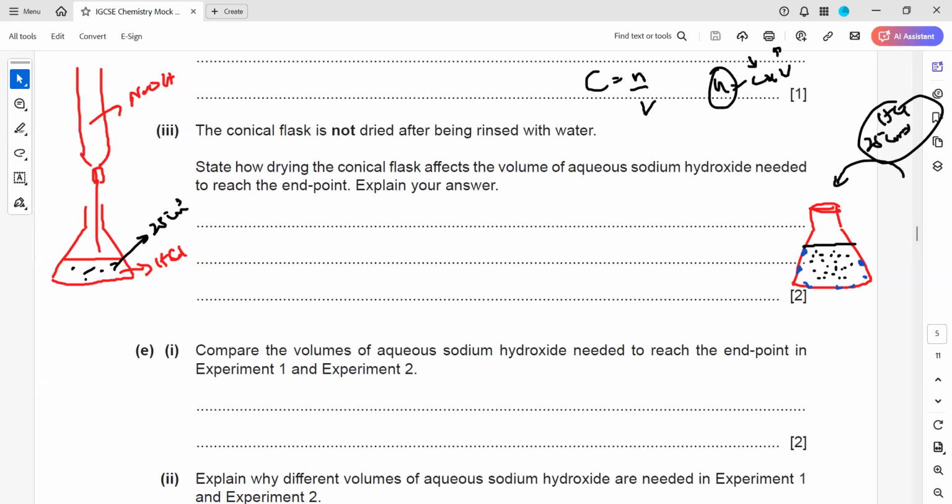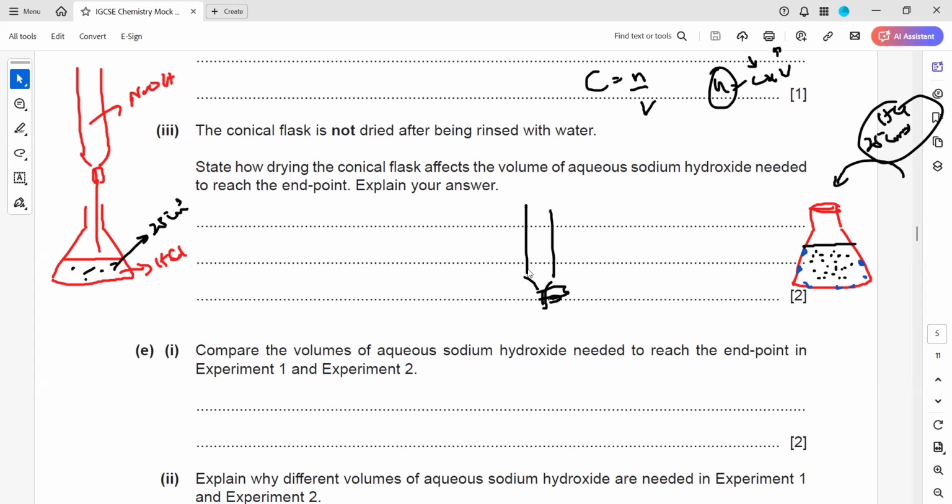But if you wash a pipette with the distilled water and you don't dry it, or you wash a burette with the distilled water and you don't dry it, that will make a difference to the reaction, but not with a conical flask. Why does a conical flask not make a difference? Because that is not changing the moles. But if I fill a burette and I wash the burette with the distilled water and I did not dry the burette, then what will happen?